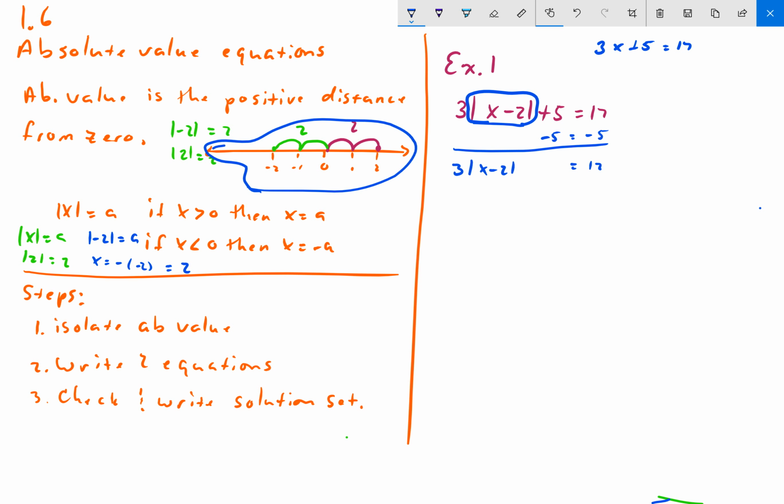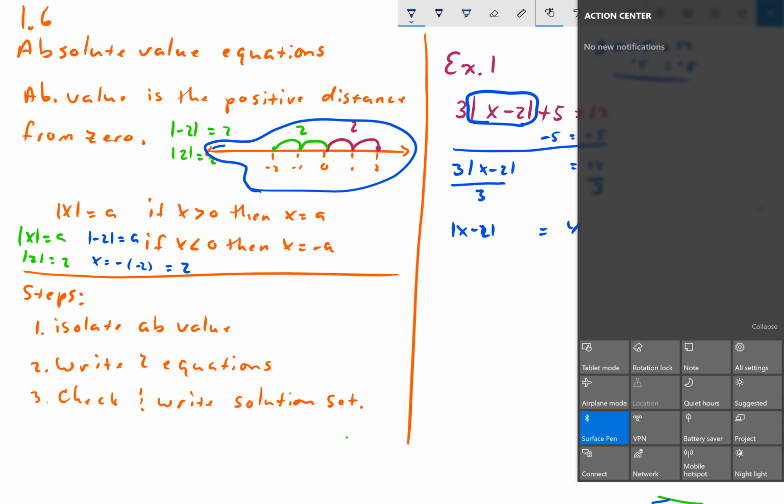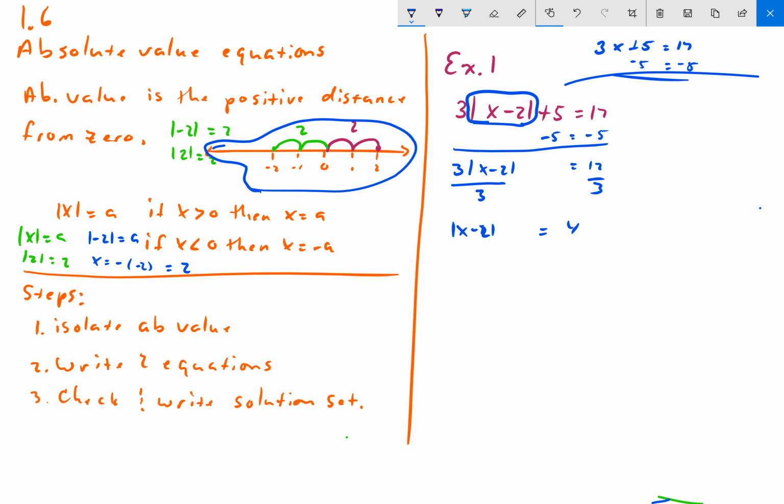And once again, that's what we would do here. And then I would divide by 3. And so now I have the absolute value of x minus 2 equals 4, because 12 divided by 3 is 4. Alright. So now, number 1 is done.